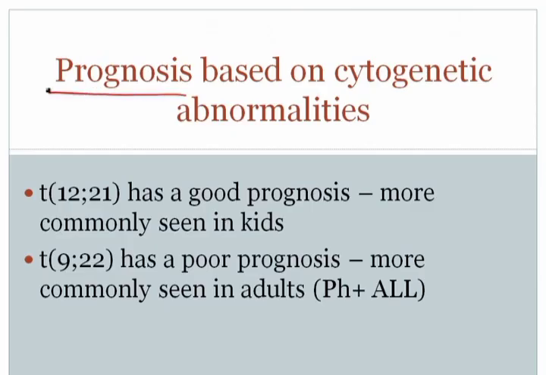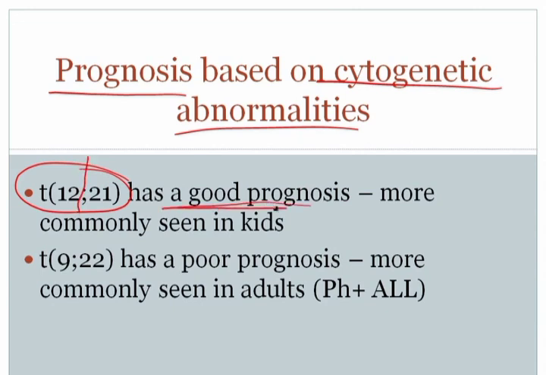The prognosis for B-ALL is generally good, and it's based on cytogenetic abnormalities. The classic B-ALL that we're all familiar with usually has a cytogenetic abnormality of translocation between chromosomes 12 and 21, 12, 21, sort of 12 flipped over is 21, and this has a good prognosis. And this is the one that we more commonly see in kids.